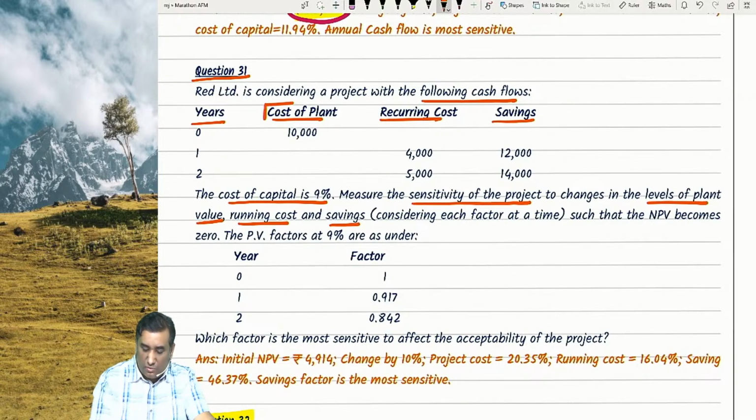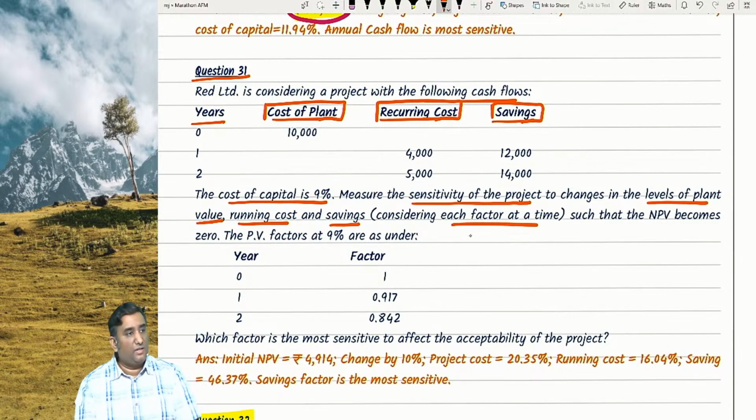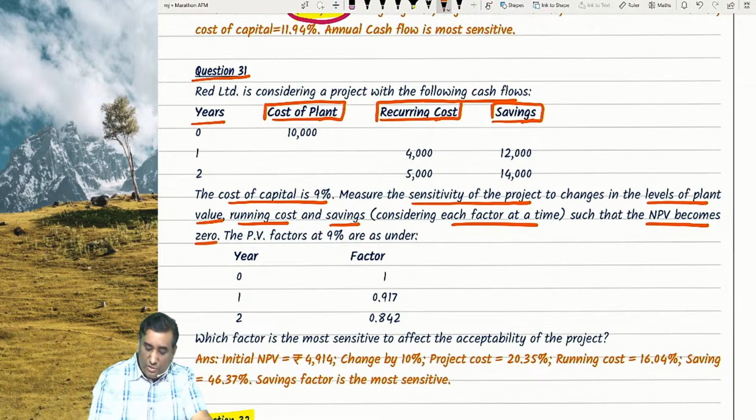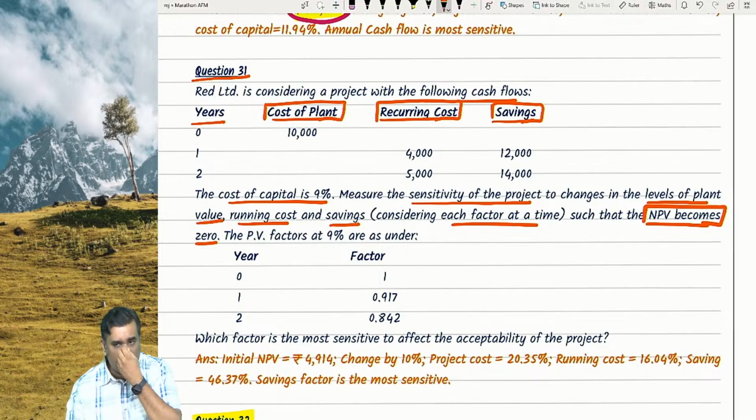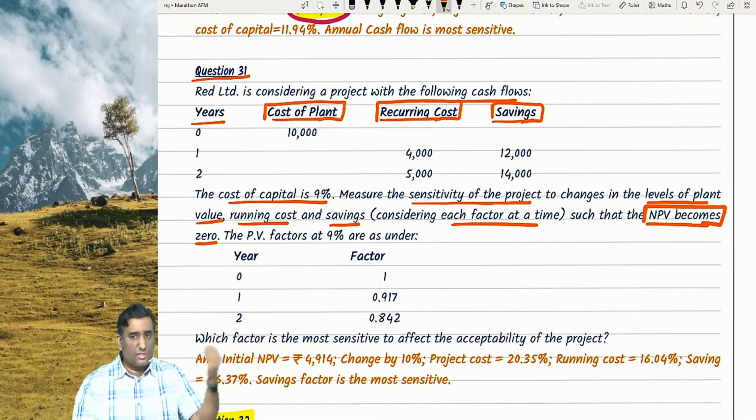That means you have to change the cost of the plant, recurring cost, and the saving, considering one factor at a time, because if we consider all factors together, we cannot understand the movement, such that NPV becomes 0. As of now, I am ignoring this line. What I am doing is the practical approach. When we say NPV becoming 0, that is academic style. Actually, this question should be done by this approach only. But for the purpose, since we are learning, let us learn the first approach clearly well.